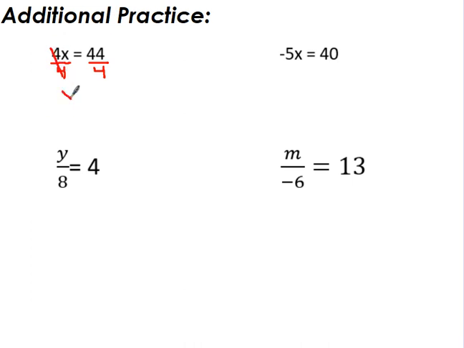So whatever I did on one side, I have to do on the other. So I brought down my x. 44 divided by 4 is 11. And that's how I show my work at x equals 11, by showing that division cancels out multiplication. And this is a requirement. This is not a suggestion.